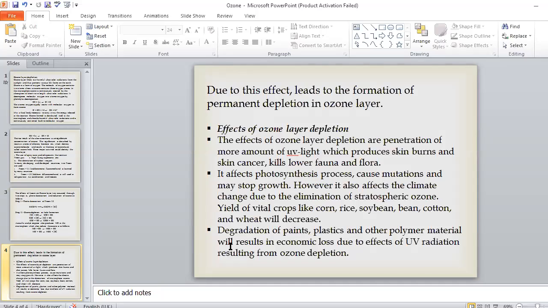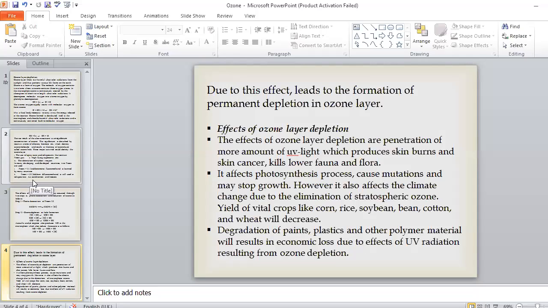Apart from that, the degradation of paints, plastics, and other polymer material will also result in economic loss. That is, the fading of color, the outermost layer, that is the paint we apply for our homes or any industries, will get decolorized because of the exposure to the ultraviolet radiations. So these are the effects that take place due to the depletion of the ozone layer.